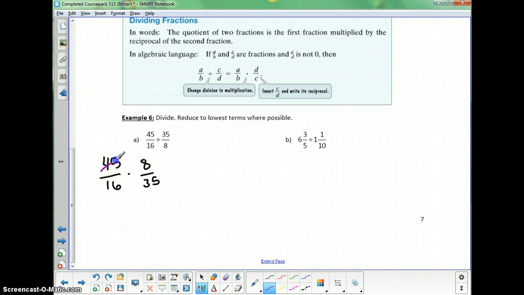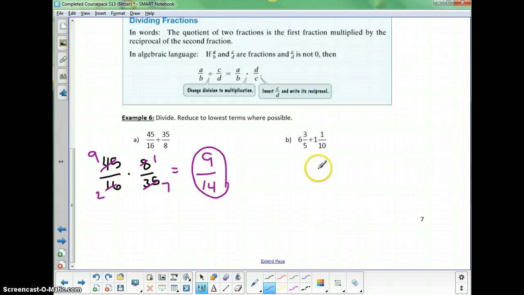I'm going to find a common number that I can divide both any top and any bottom with. For example, I can divide these by 5. 45 divided by 5 is 9. 35 divided by 5 is 7. And I can divide these both by 8. 8 divides into 8 once, into 16 twice. So my final answer on this one is 9 times 1 is 9, over 2 times 7 is 14.